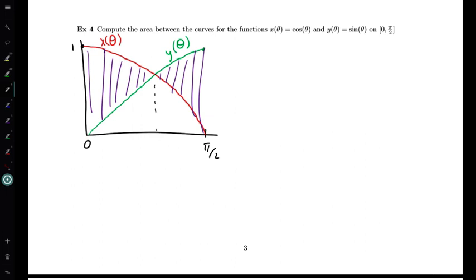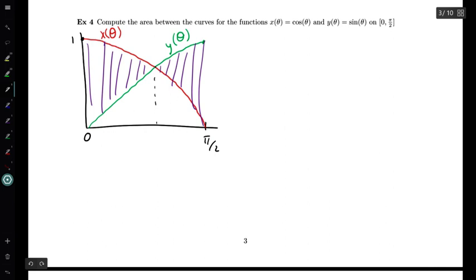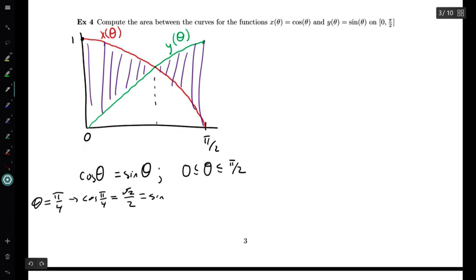We want to think about when is cosine of theta equal to sine theta. And not only that, but we want to think about the fact that theta has to be between 0 and pi over 2 here. There are a couple of ways that we could solve this. One way is just by remembering that if theta equals pi over 4, then cosine of pi over 4 is root 2 over 2, and that's exactly the same as sine of pi over 4. So we know that pi over 4 is going to be this intersection point, just by remembering some facts about the unit circle.